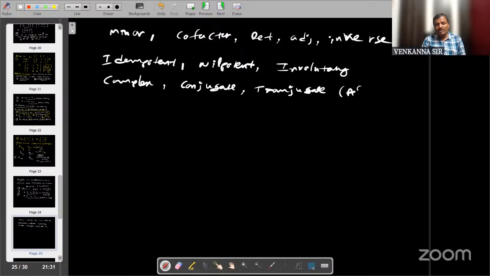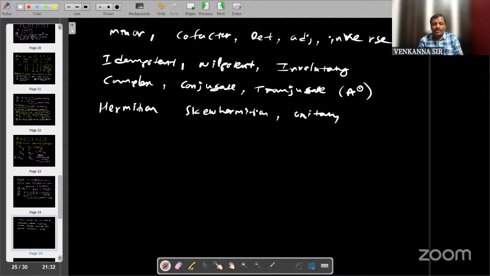Conjugate is what? A theta. Hermitian, skew Hermitian, unitary. So these are all the different types of matrices still we have.